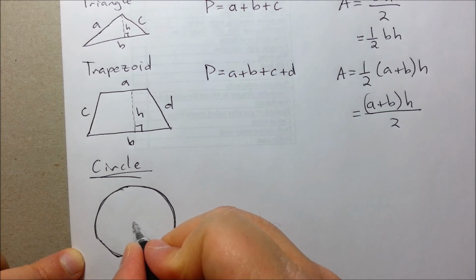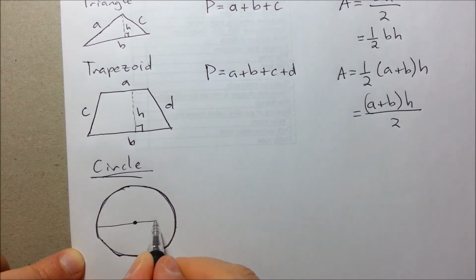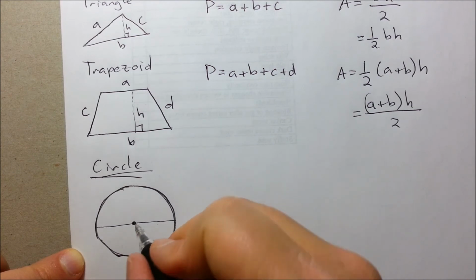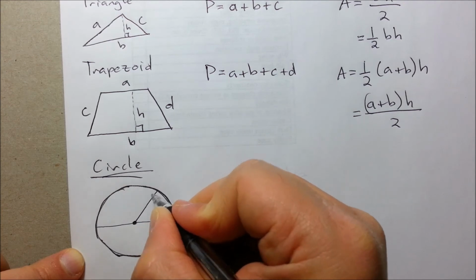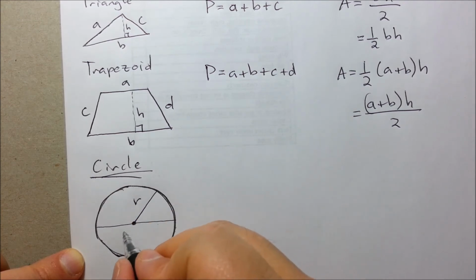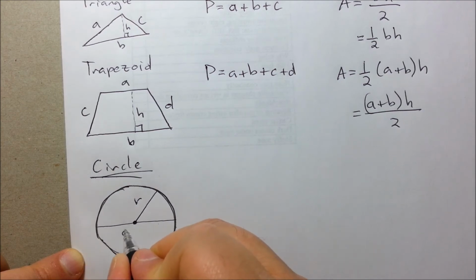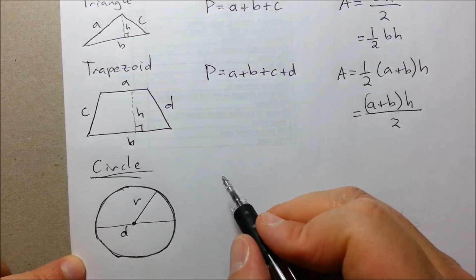Okay, so the center of the circle, the origin, and then we have a line that goes through the middle of that. What is this line called, and what is this line called? Well, this short one is called the radius, which is half of the diameter, and this entire line is called the diameter, right? So what is the perimeter of the circle?